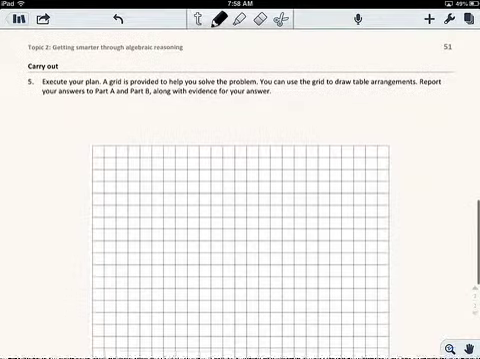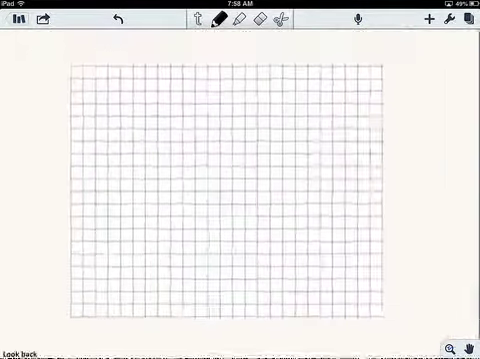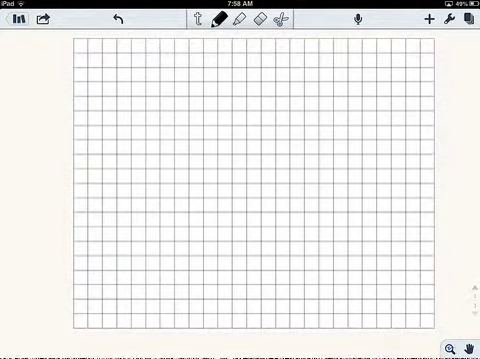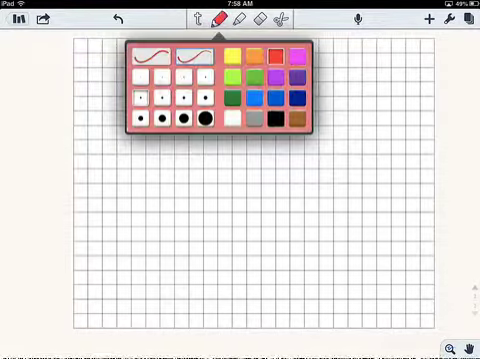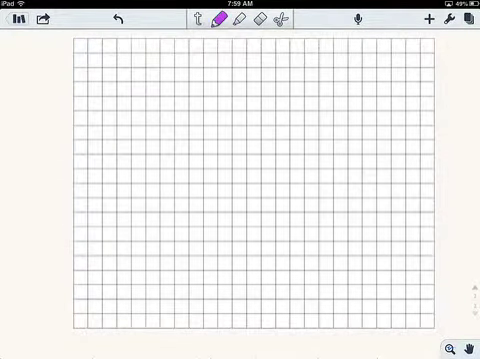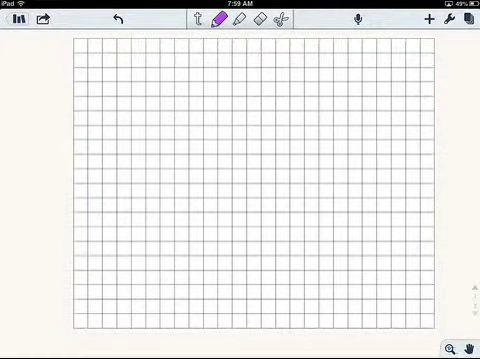All right, so execute your plan. We've got this grid, so you can tell that the people that wrote this problem are thinking, I bet they're going to visualize this with a diagram. And so that's exactly what we should do. I'm going to draw in this wonderful purple color. We need to come up with arrangements that are rectangles or squares that are solid blocks of these card tables, so that 22 people can sit.